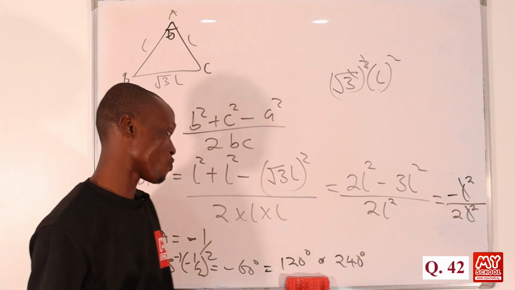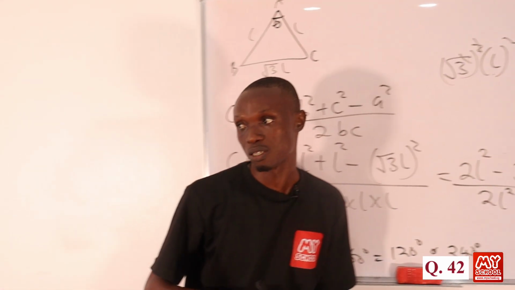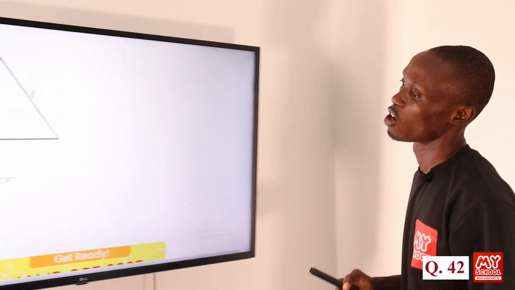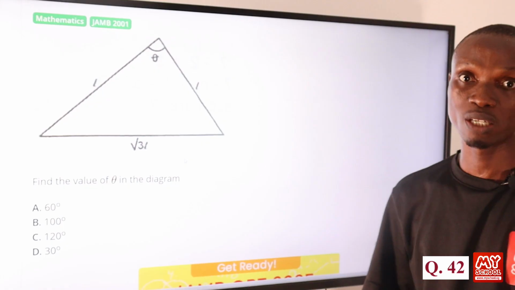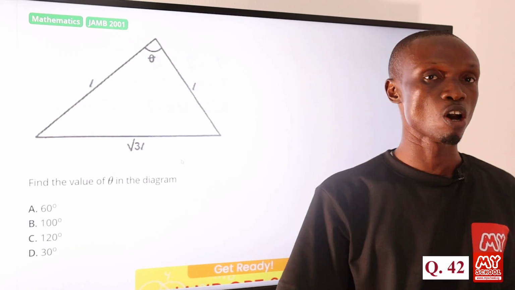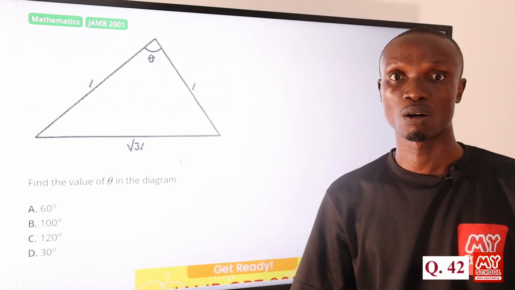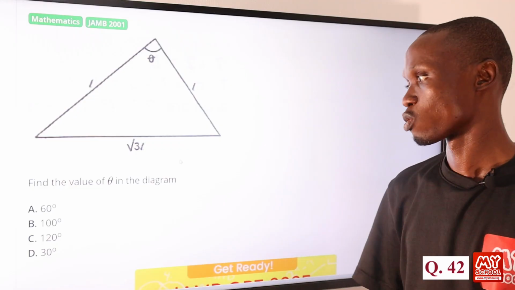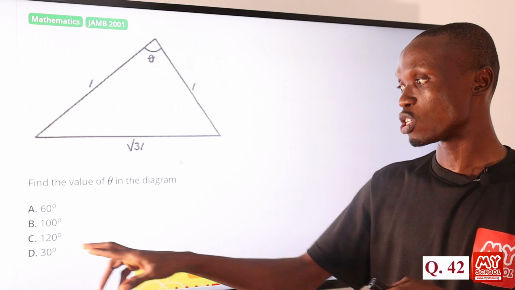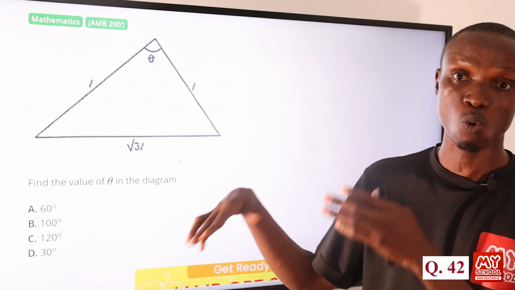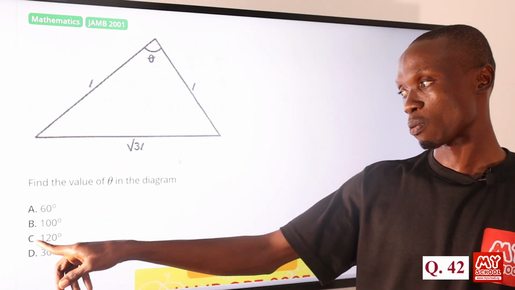So let's move over to the screen to pick the correct answer to this question. If you look at the options that we have here, we have 120 degrees, which agrees with one of the angles that we got from our calculation. So that makes option C the correct answer to this question. Of course, the reason why we choose only 120 is because the other one is not given. So option C is the correct answer.